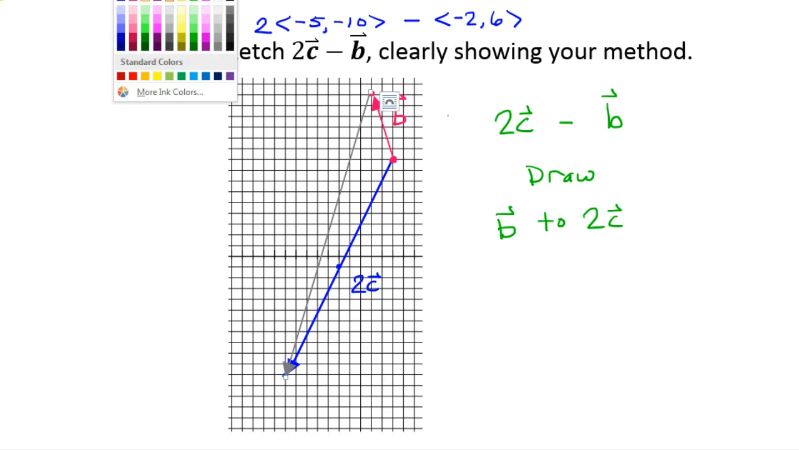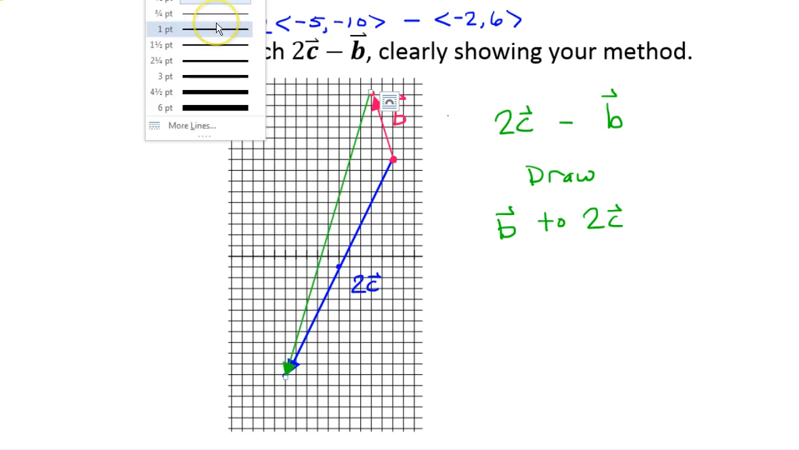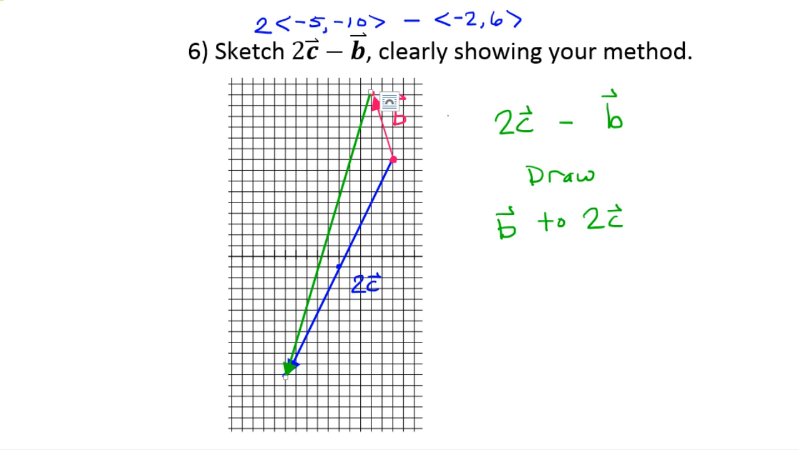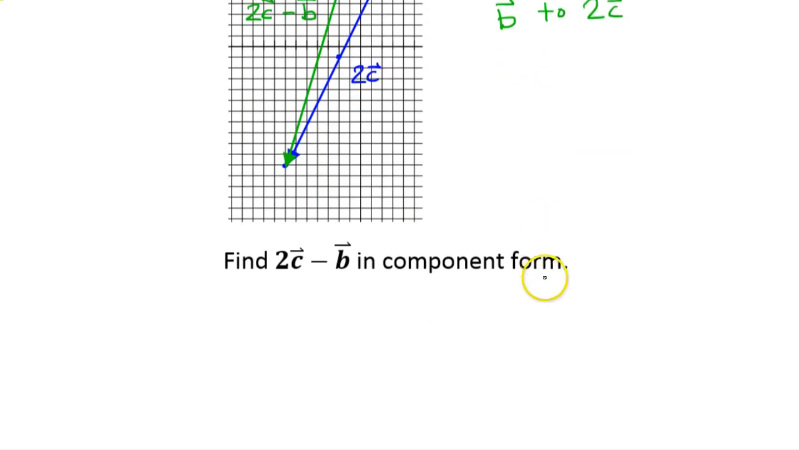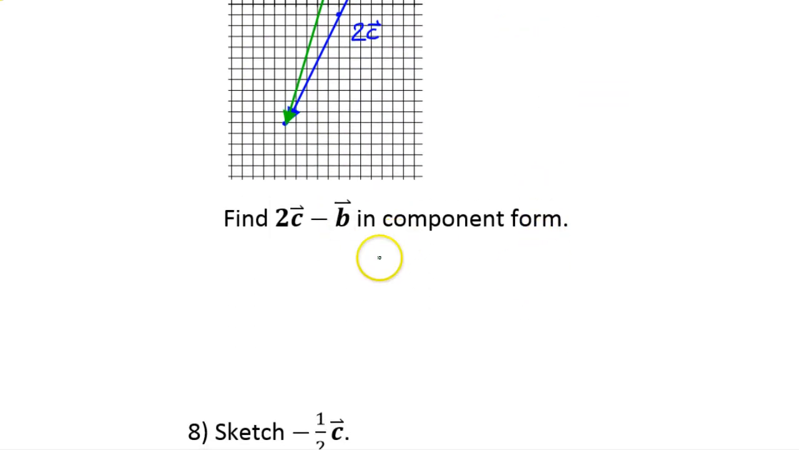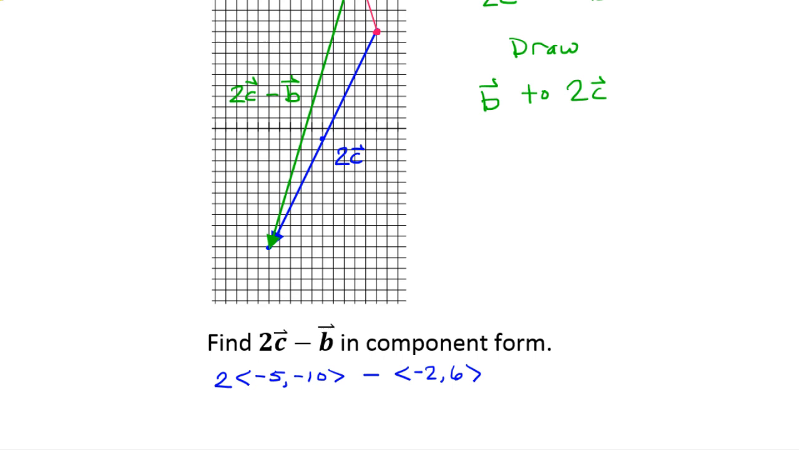And let's make it green. Okay, so this is the vector, this is the vector 2c minus b. Make sure you label everything as you go like I just did. Alright, now we need to find this in component form.